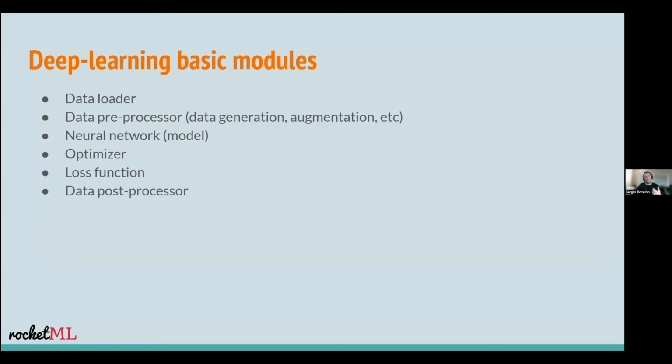And then you write your neural network in PyTorch or Keras. This is done via APIs, right? You have an API to create a layer, to connect the layers and so on. And you have to pick an optimizer. You have to define a loss function and use a loss function, and maybe do some data post-processing, do something with the result, right? So these are the basic building blocks of a deep learning run.